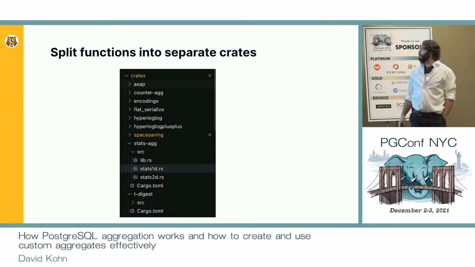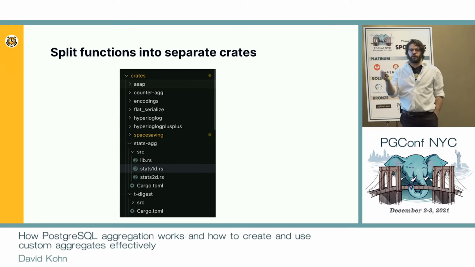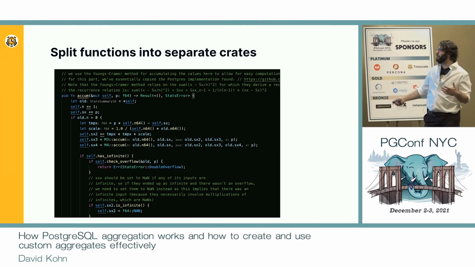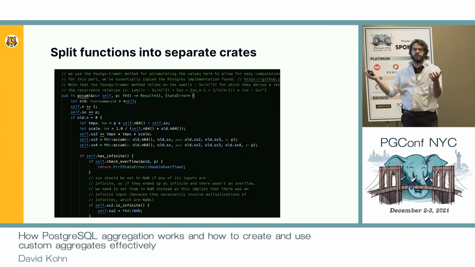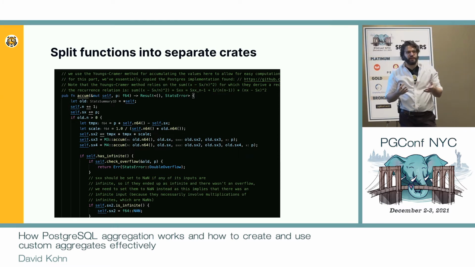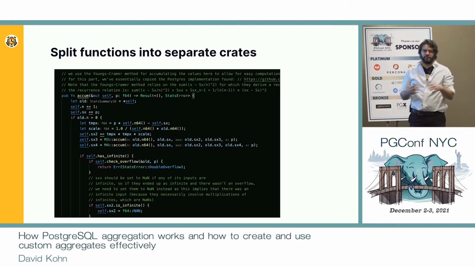So some of the other things that I recommend and that we've done is we split each of our types of functions into their own crates. Then we can test the code separately. So for our stats stuff that we were talking about, I have an accum function, right? This is going to essentially be the transition function. Now, we're using here the Young-Cramer method, which is basically a way to do this in a numerically stable way when you're working with floating point arithmetic. Otherwise, you get potentially very large error.